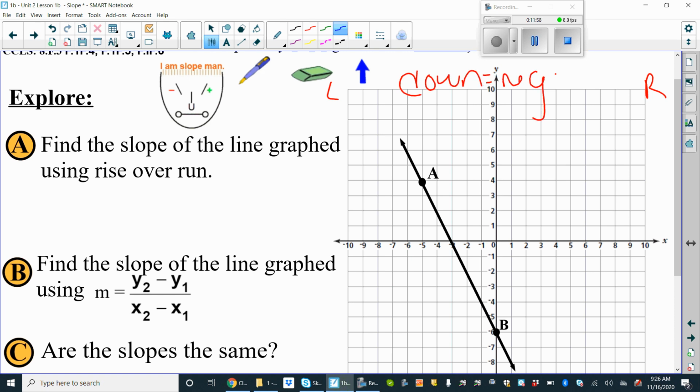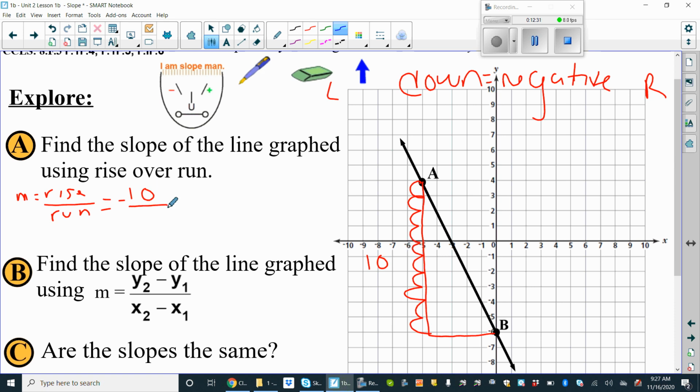So we're going to write our slope formula and right off the bat, put our negative sign. So m equals rise over run because we have a graph. And we put the negative sign. Now we have to find the slope. So we're going to create our path. And we have our rise. Let's count 1, 2, 3, 4, 5, 6, 7, 8, 9, 10. Over our run. 1, 2, 3, 4, 5.